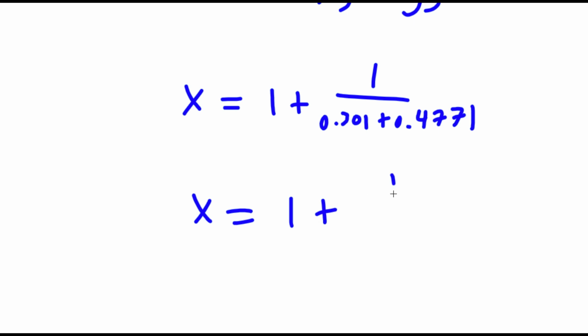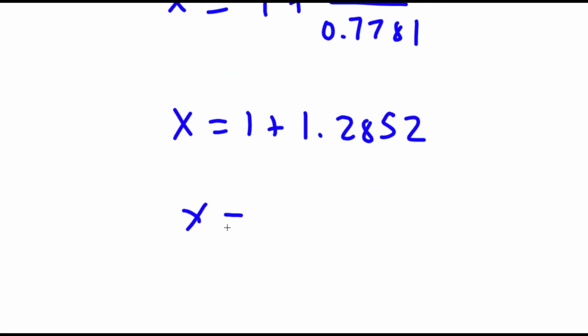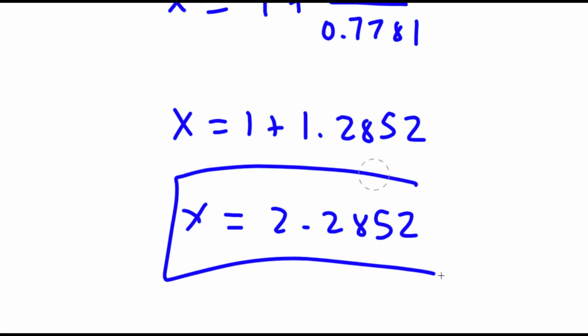So x is equal to 1 plus 1 over 0.7781. Now 1 over 0.7781, that's equal to 1.2852. So 1 plus 1.2852 is equal to 2.2852. So this is my answer.